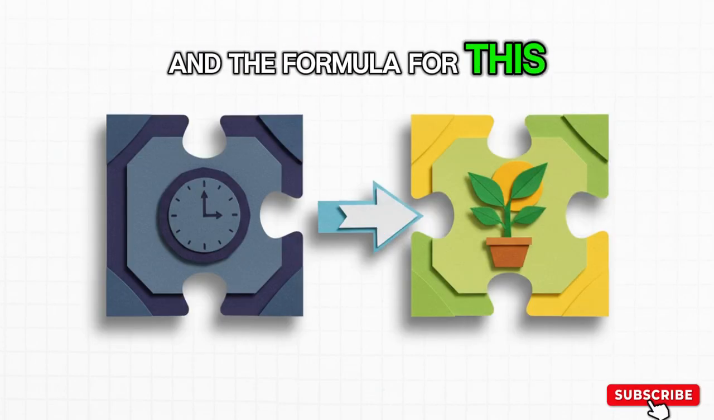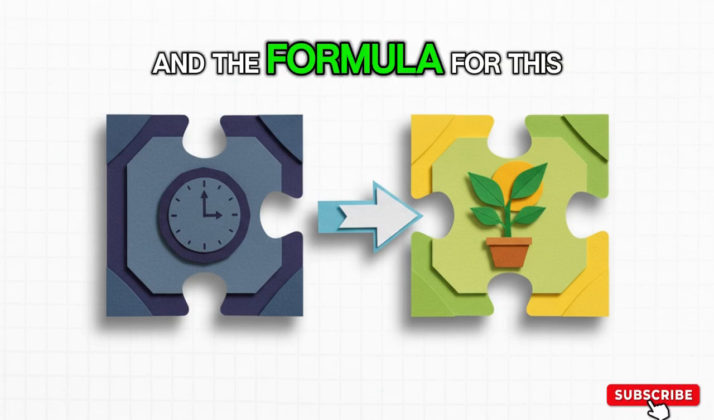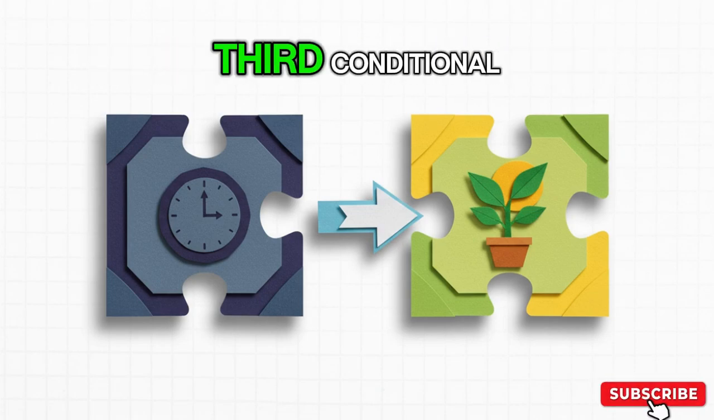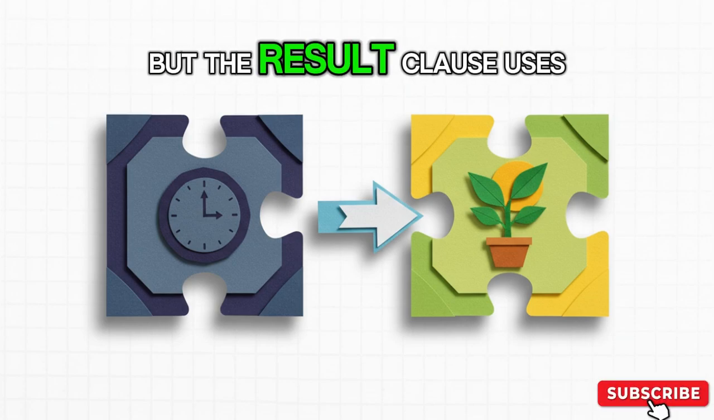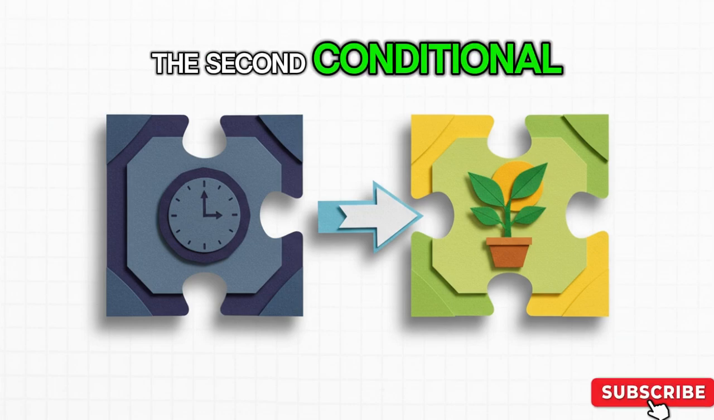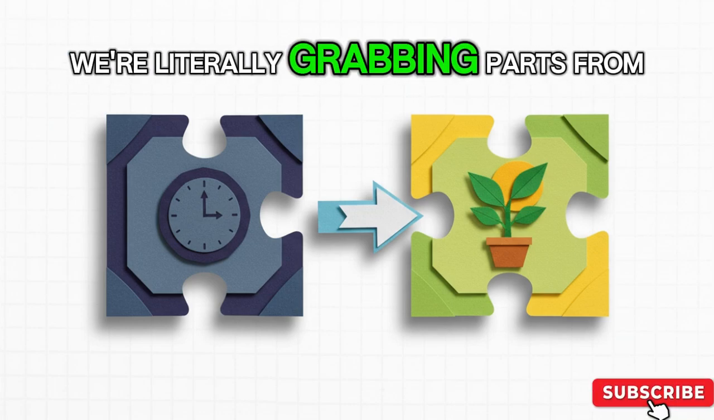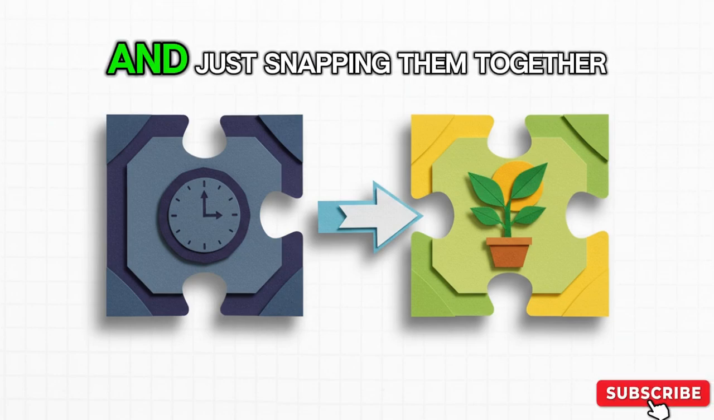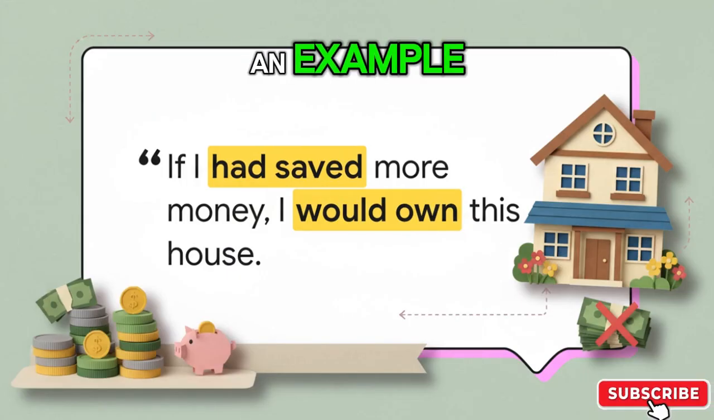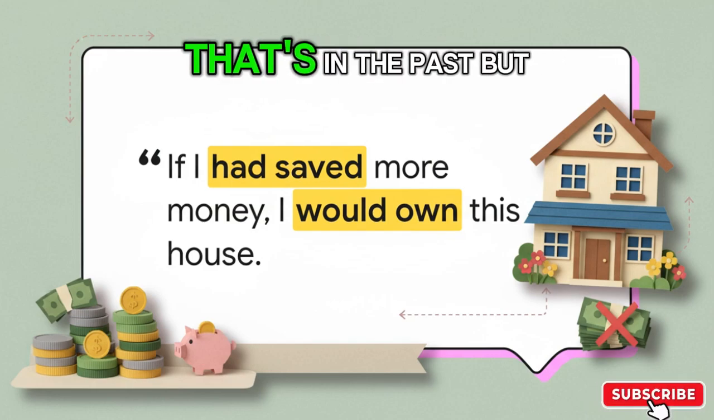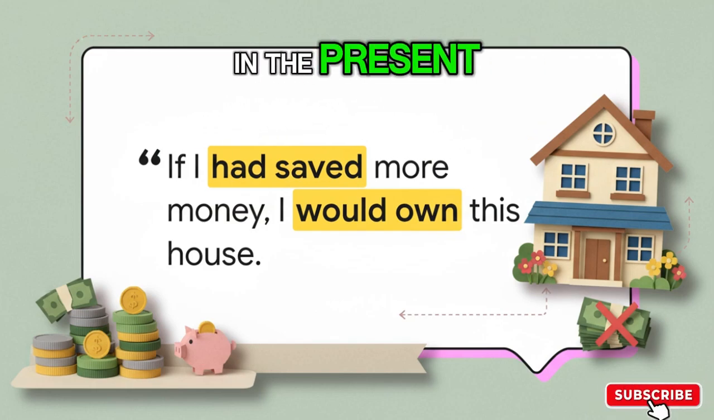And the formula for this is actually pretty simple. The if clause uses the past perfect, which you'll recognize from the third conditional. But the result clause uses the present conditional, which is straight out of the second conditional. We're literally grabbing parts from two different conditionals and just snapping them together. Let's make this real with an example. The saving money part, or not saving it, that's in the past. But owning the house, that's a state of being in the present.